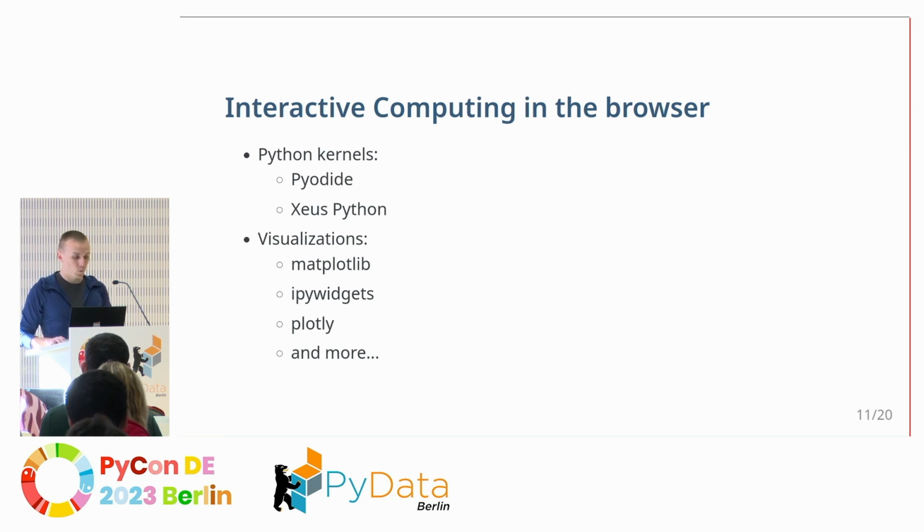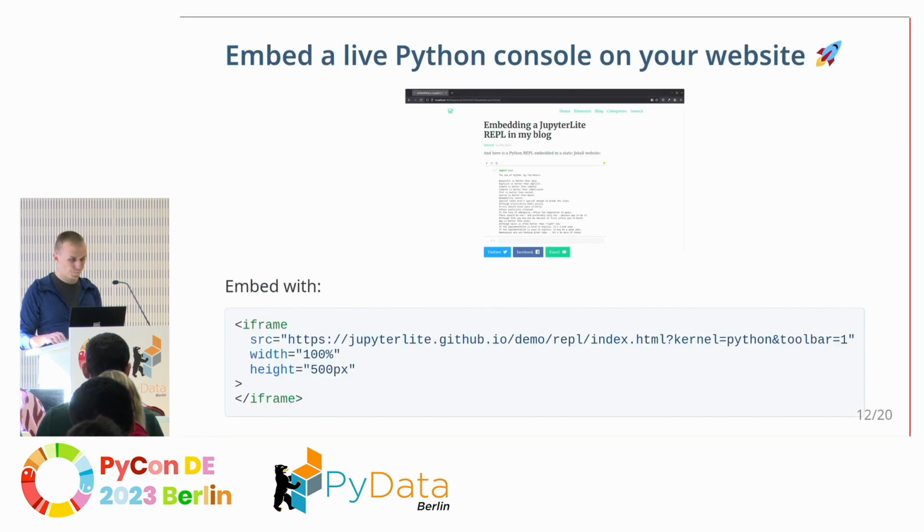So when it comes to interactive computing, which is what we'll be talking about with JupyterLite, we have two Python kernels. One is called Pyodide, and the other one is called Xeus Python. They take different approaches. We'll see that later. But it's pretty much the same in the end. It's just taking Python and compiling it to WebAssembly, so you can use it in a browser. And they both support, like we said before, visualization libraries: matplotlib, ipywidgets, plotly, and more.